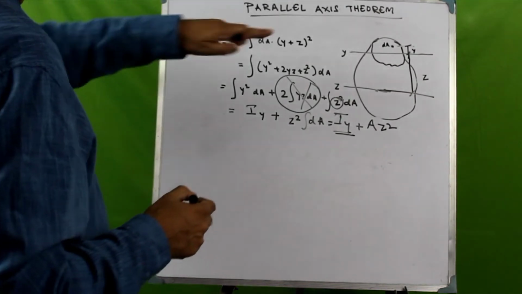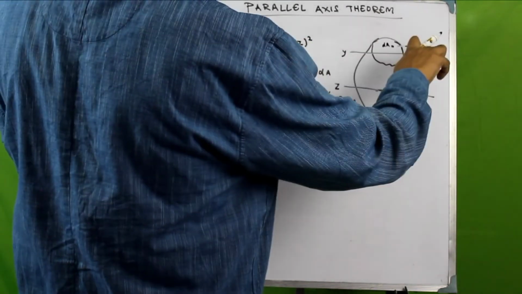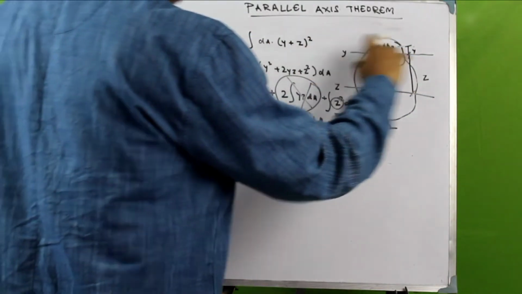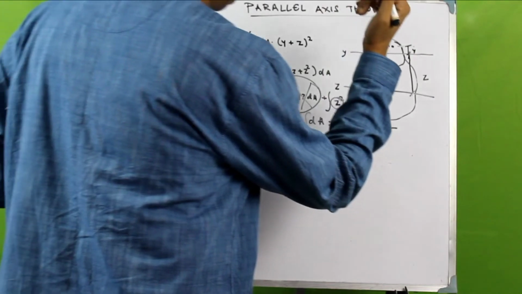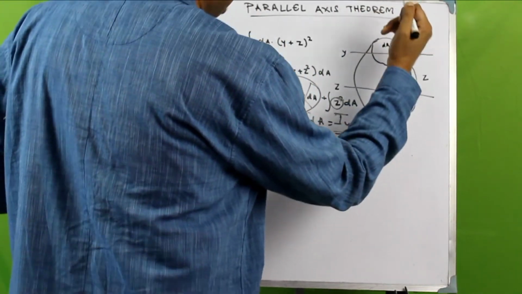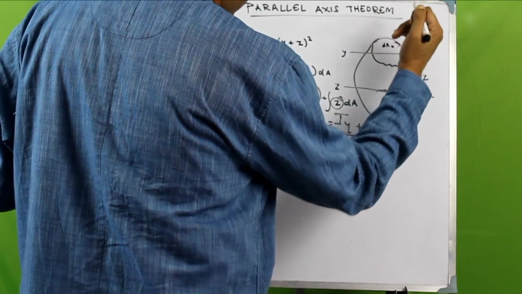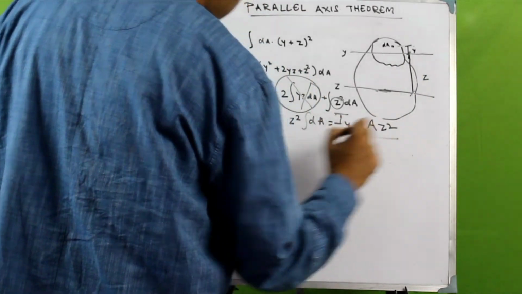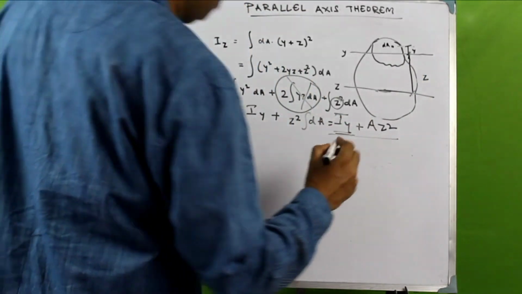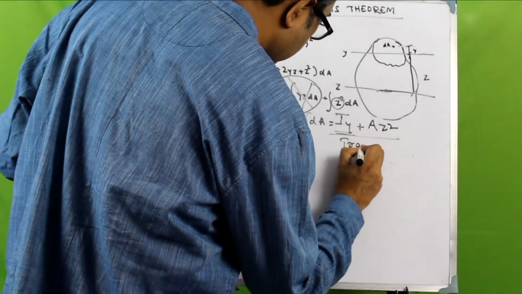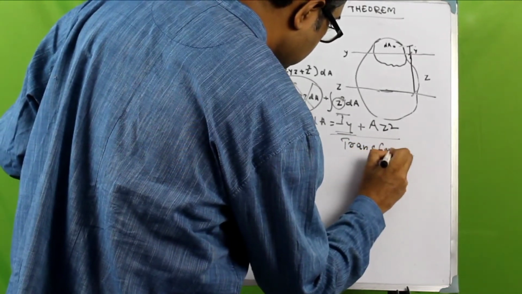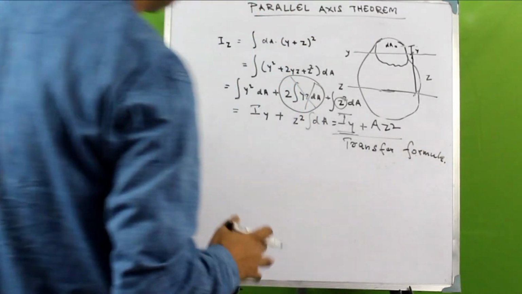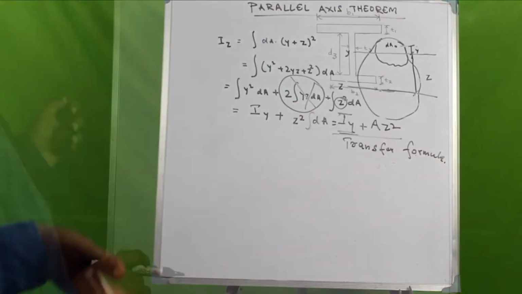So if you know the value of Iy, you would easily be able to transfer that moment of inertia value to this particular axis using this expression. This is also called the transfer formula, or it's also known as the parallel axis theorem.